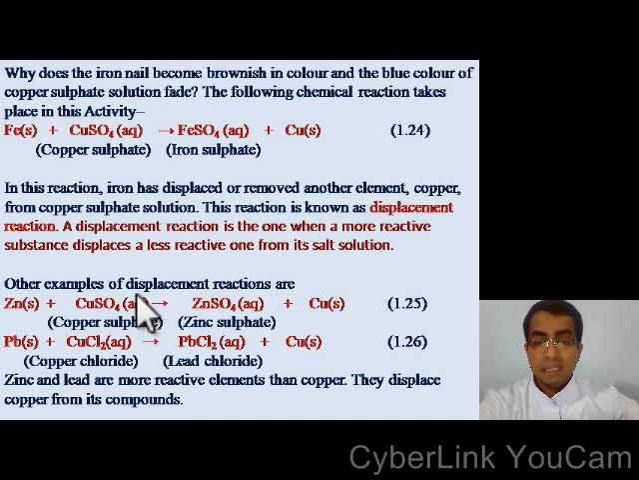Let us see some other examples of displacement reactions. Zinc plus copper sulfate forms zinc sulfate plus copper. Here, zinc is more reactive than copper and displaces copper from the copper sulfate. Another example, lead and copper chloride. Here, lead displaces copper from the copper chloride. So, zinc and lead are more reactive elements than copper, therefore, they displace copper from its compounds.